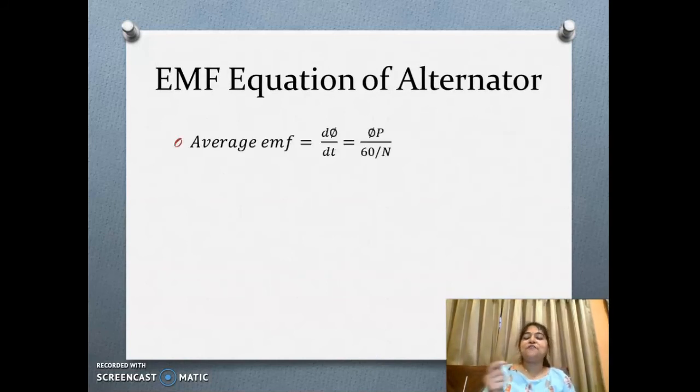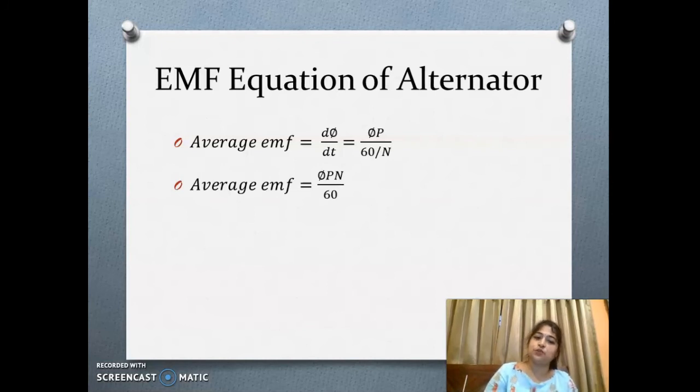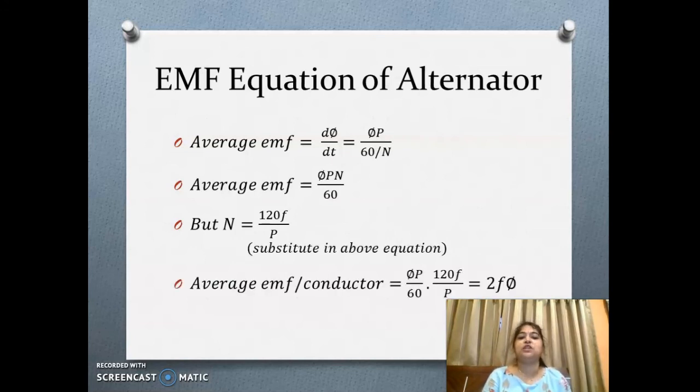Right? Now average EMF induced is given by d phi by dt. d phi is phi P, dt is 60 by N, and hence we can write it, taking N in the numerator, as phi P N by 60. So average EMF induced per conductor is phi P N by 60. Now N is the speed at which the mechanical energy is given. So let's substitute the value of N, which is 120 F by P, and we get average EMF induced as phi P by 60 into 120 F by P, which equals twice F phi.